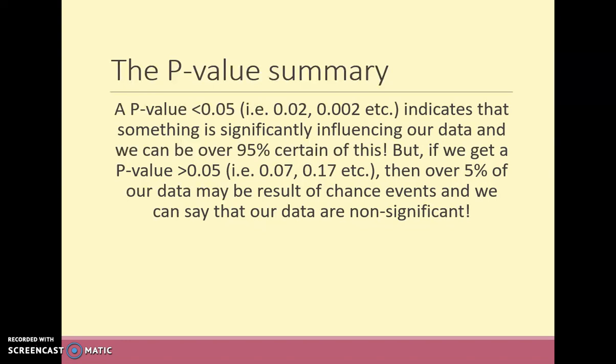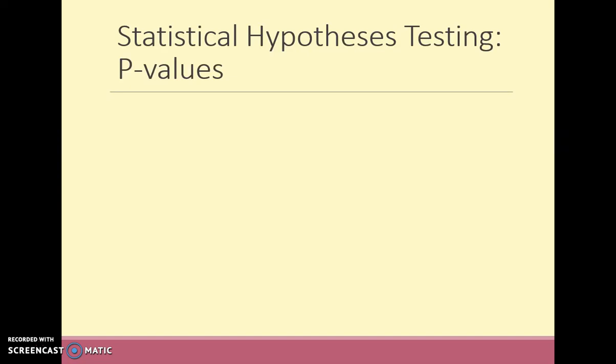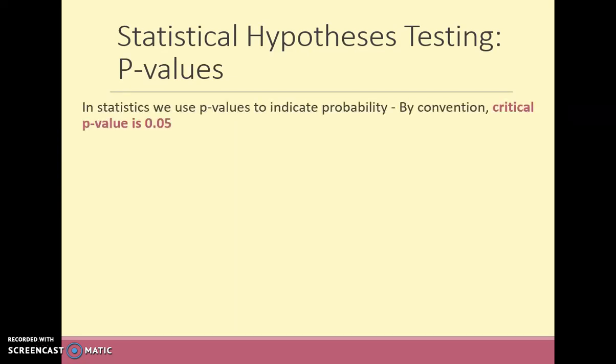Next, we have to put the p-value in relation to the null hypothesis, which, as you remember from part 1, is what statistical tests are actually testing. So as we just said, in statistics, the p-value indicates probability, and by convention, the critical p-value is 0.05. So this is the cutoff point where we would either accept or reject the prospect that our data are a product of random chance.